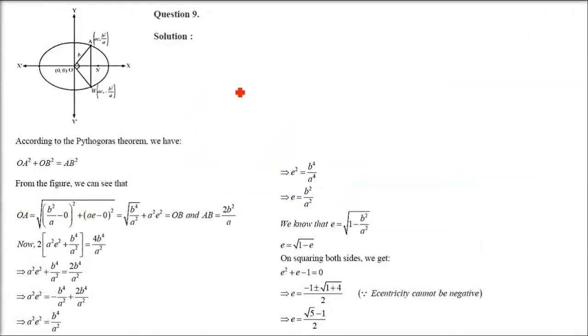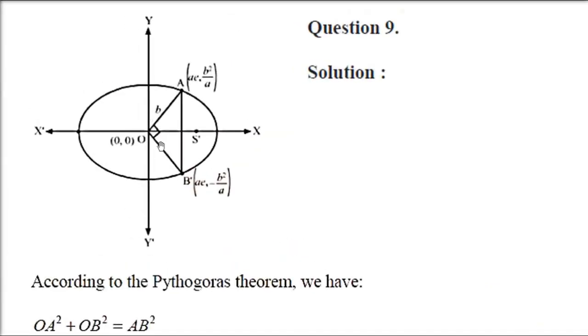Now this 9th question. If a latus rectum of an ellipse subtends a right angle at the center of the ellipse, then write the eccentricity of the ellipse. Now see this figure very carefully. Latus rectum is a line which passes through the focus and it cuts two points on the ellipse. It's a horizontal ellipse, we assume. So now this latus rectum is subtending a 90-degree angle at the center.